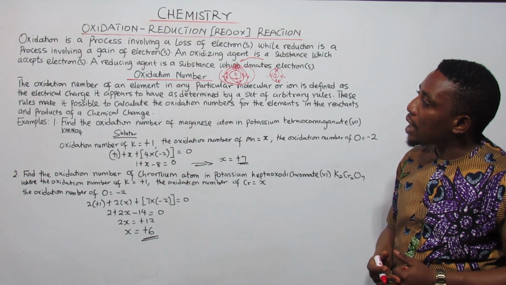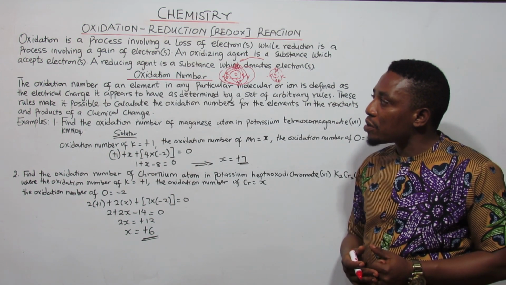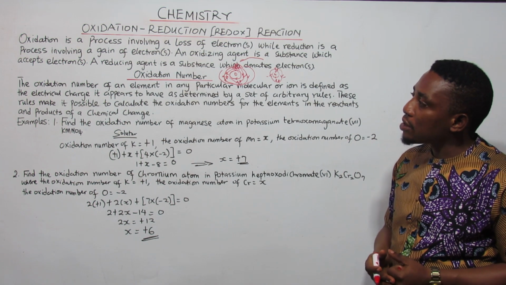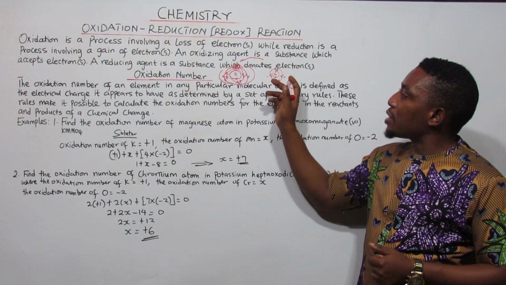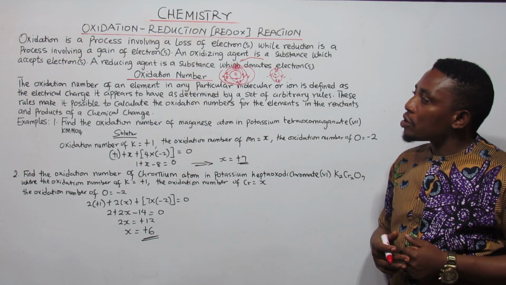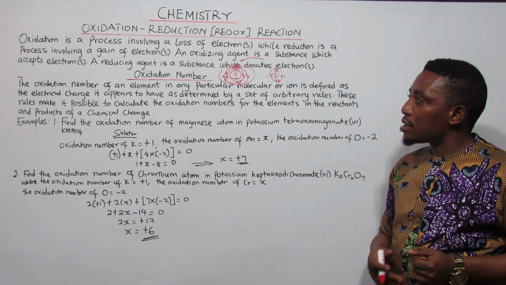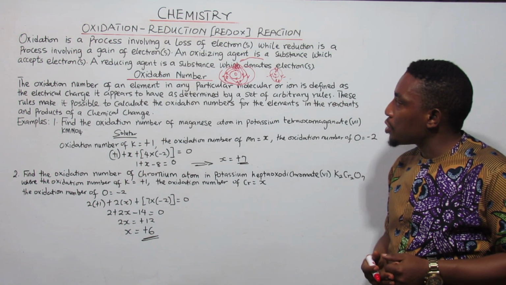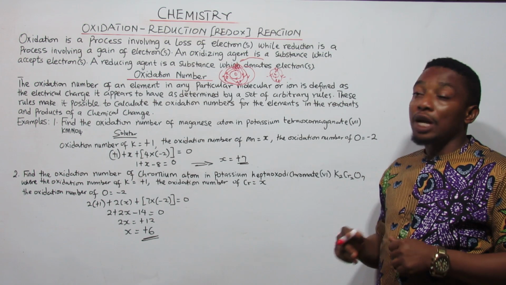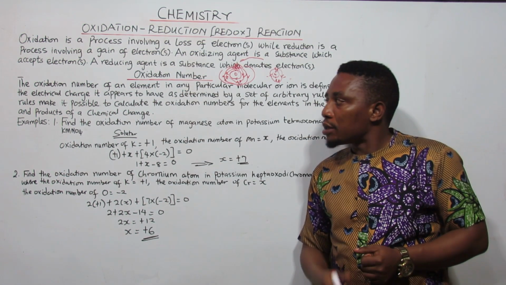So that's why we say that oxidation is a process involving a loss of electron, while reduction is a process involving gain of electron. An oxidizing agent is a substance which accepts. So you have seen that oxygen accepted 2 electrons to become oxidized. So in that case, this is an example of an oxidizing agent. While a reducing agent is a substance which donates electrons. So you see that potassium has given out 1 electron to become reduced and become stable. So in that case, it is a reducing agent.